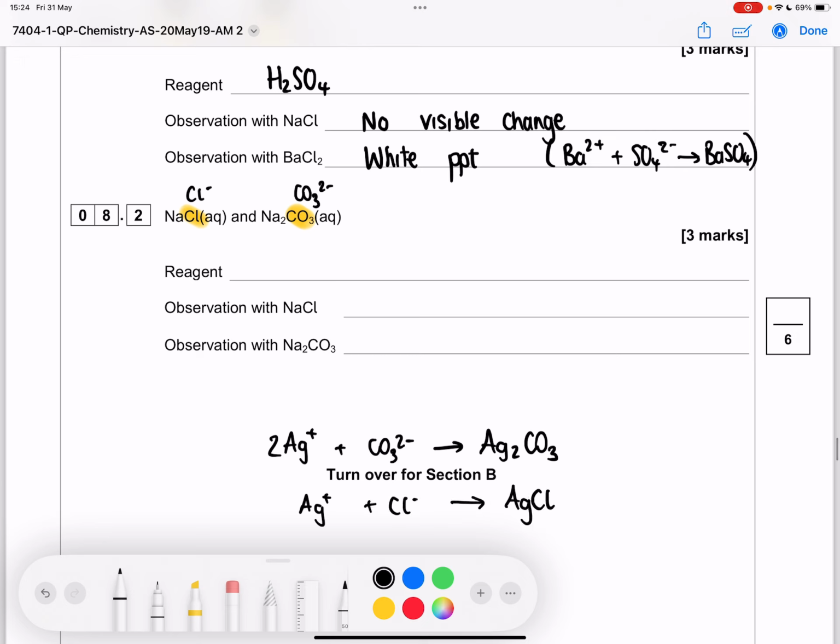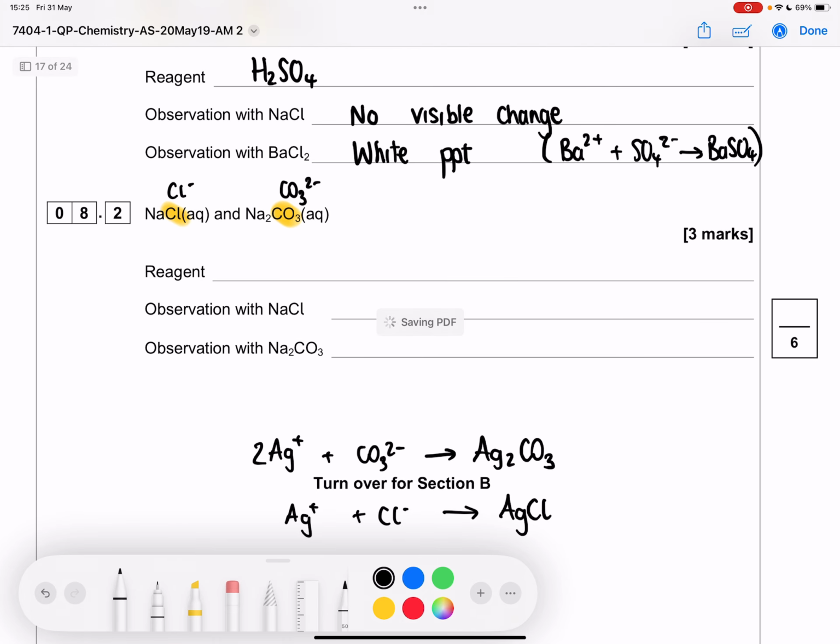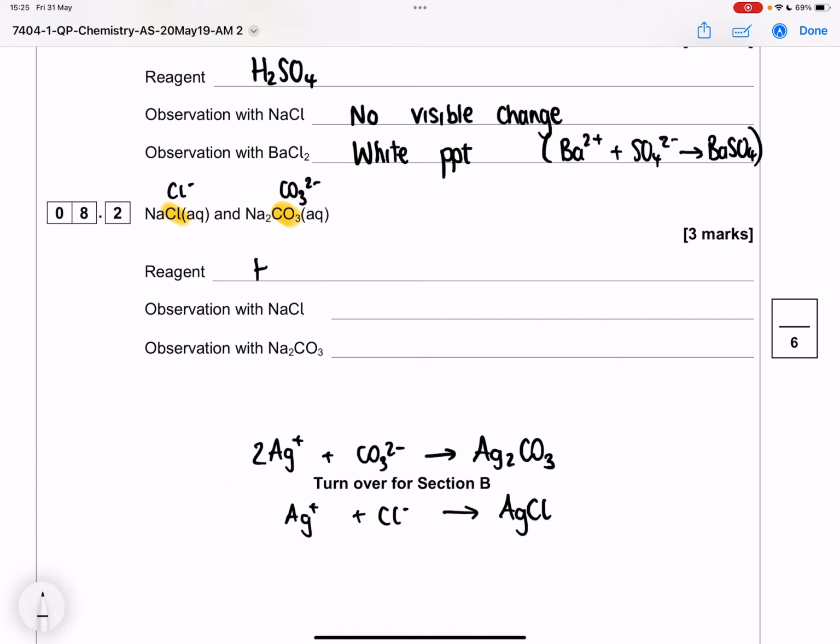So if we were going to use silver nitrate, it would have to be acidified in order to remove carbonates before the silver ions tried to react. So that wouldn't be my choice. My choice would be to test for the carbonate ions. And to test for the carbonate ions, really, we can pick any acid. I'm going to pick sulfuric acid again, but I could use hydrochloric acid.